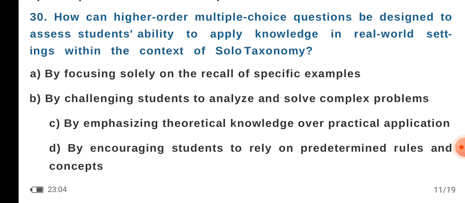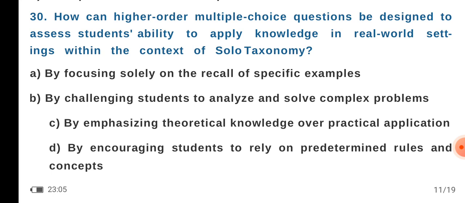Letter A, by focusing solely on the recall of specific examples. Letter B, by challenging students to analyze and solve complex problems. Letter C, by emphasizing theoretical knowledge over practical application. Letter D, by encouraging students to rely on predetermined rules and concepts. So, binalik na nga to. So, the correct answer in number 30 is letter B, by challenging the students to analyze and solve complex problem.